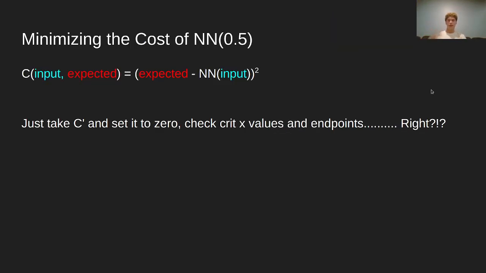Okay, so let's take this example and minimize the cost of just this one data point, 0.5 being passed into the network. We want to get the expected output as close to 0.6 as possible, and we want the cost to be 0. So what can we do? We can just take C prime and set it to 0, and then check the critical x values and the endpoints, and our lives are so easy. Little Frederick the network has learned. Such an angel, right? Wrong. No, you thought it was easy? No, it's never easy, man.